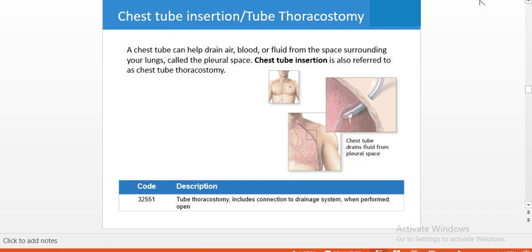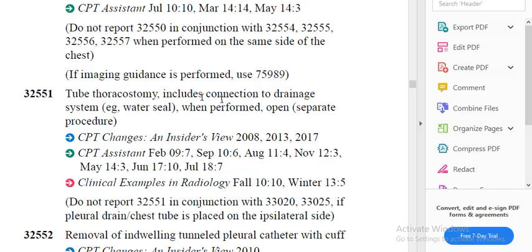Usually we call it chest tube insertion, also referred to as tube thoracostomy. Stomy means artificial opening, thoraco means thorax, chest wall. So we have one code for chest tube insertion, tube thoracostomy, that is 32551. Tube thoracostomy includes connection to drainage system when performed open. If you see in the book, 32551 tube thoracostomy includes connection to drainage system like water seal when performed open, separate procedure. Separate procedure means we can't code this code with complex procedures.